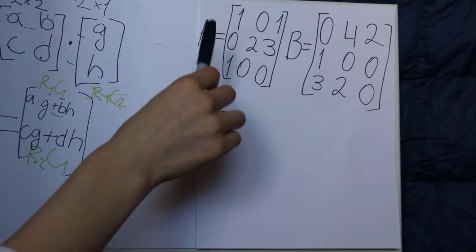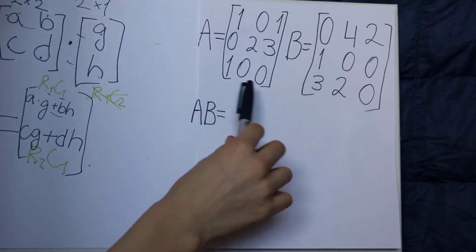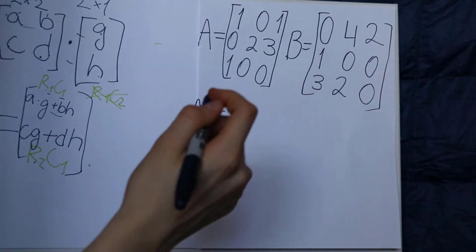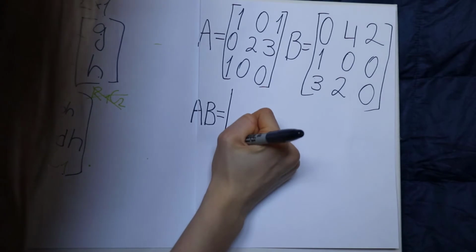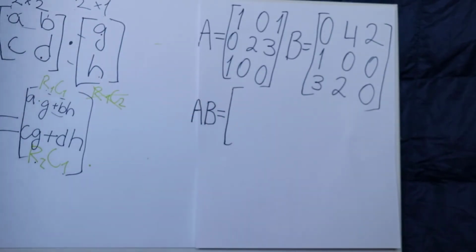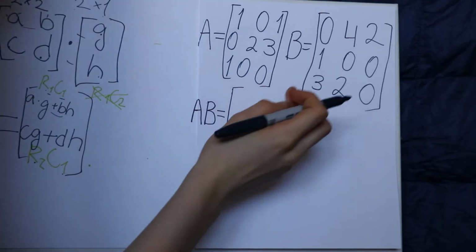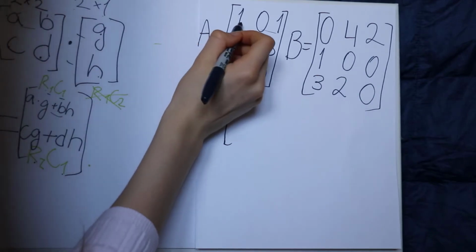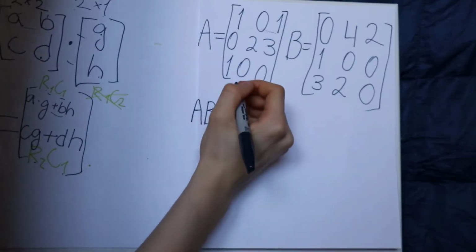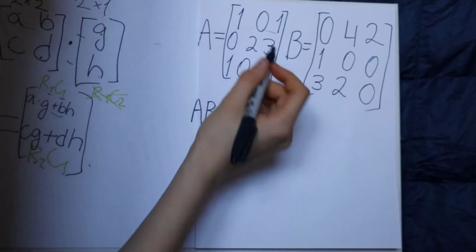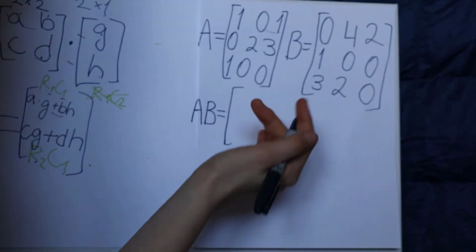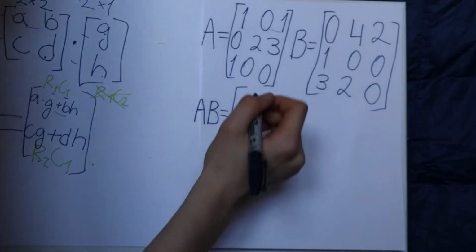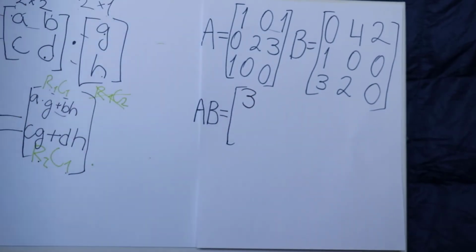Okay, so in this example, matrix A is a 3 by 3, and matrix B is also a 3 by 3. So AB, let's multiply that out and see what we get. We do the exact same thing we did here. So row 1, column 1. Row 1, matrix 1, column 1 here. So 1 times 0 is 0. 0 times 1 is also 0, so we're just adding zeros here. And 1 times 3 is 3, so 0 plus 0 plus 3 is 3. So we can just write 3 here.